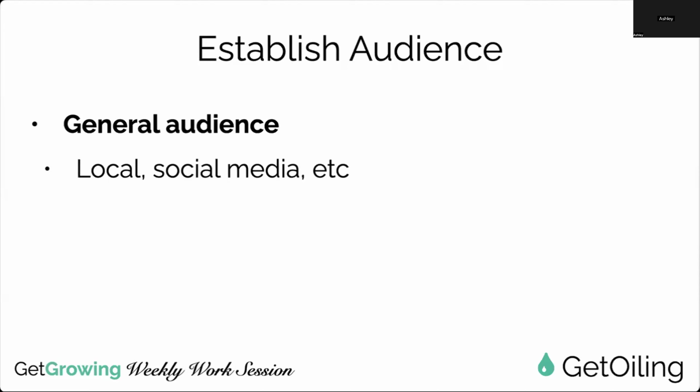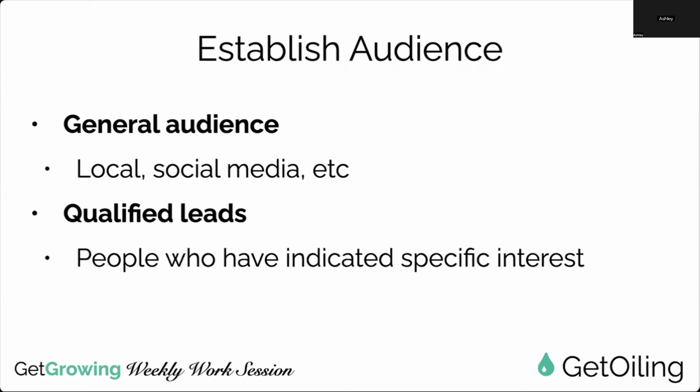It's a general audience. These are people who may follow you on social media, but they are not necessarily qualified leads on your list. We want them to be, but they are not yet. Now we have qualified leads. These are going to be people who have indicated some specific interest. So this is somebody who signed up for a class. Maybe they got a freebie off of your website, or they've otherwise expressed to you directly, I'm interested in what it is that you do. Can you tell me more?